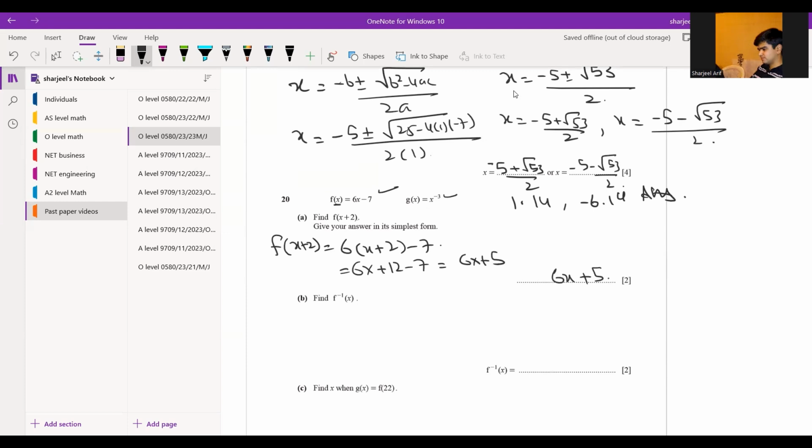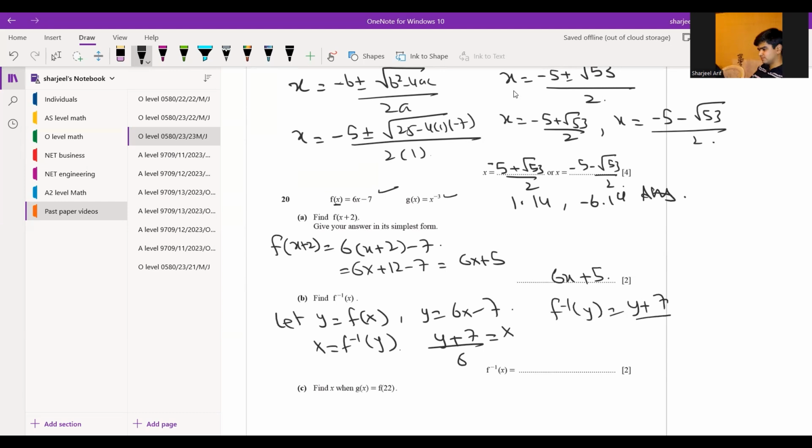For the second part, we have to find the inverse of f(x). So let y be equal to f(x) and x will be equal to f inverse of y. Again, y will be equal to 6x minus 7. So we have to make x the subject. Replace the value of x with f inverse of y. Now replace the variable y with variable x. So the answer will be x plus 7 over 6.